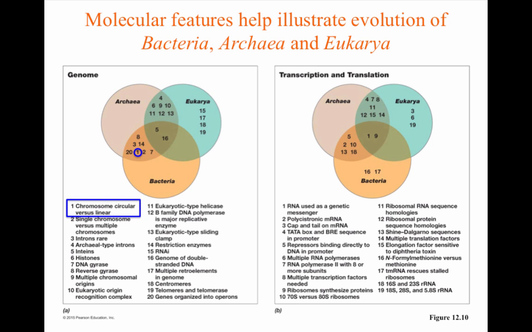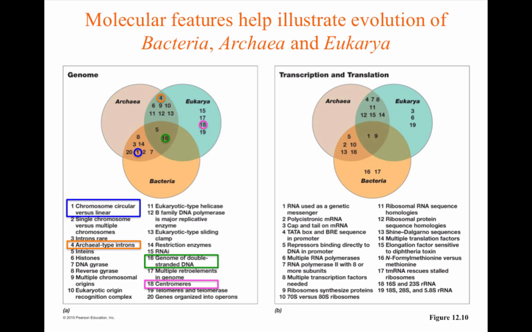So for example, if we look at the structure of the chromosome, the idea that the chromosome is circular versus linear, that trait is shared between archaea and bacteria, but not eukarya. If we look at introns, introns are only present in archaea and in eukaryotes and not bacteria. So that indicates that idea of the segregation of the lineages between archaea and eukarya. Centrosomes are only found in eukarya. They're not present in bacteria or archaea.